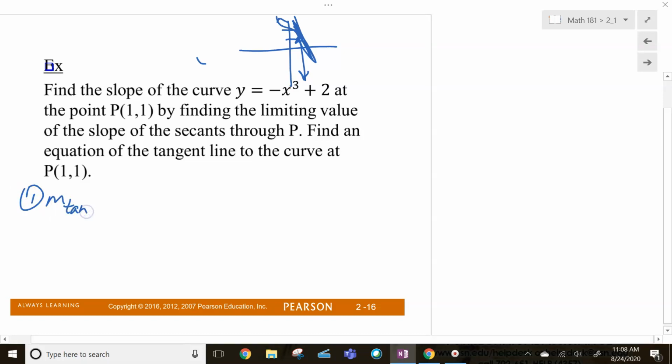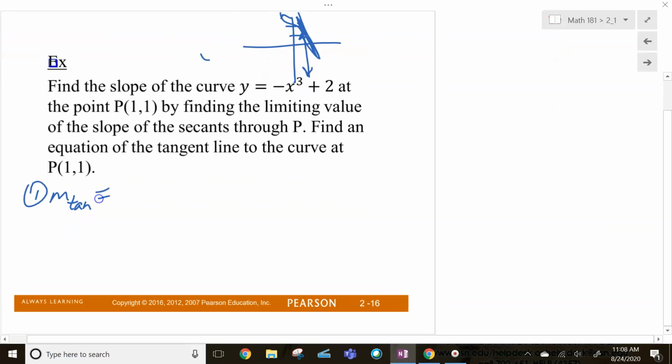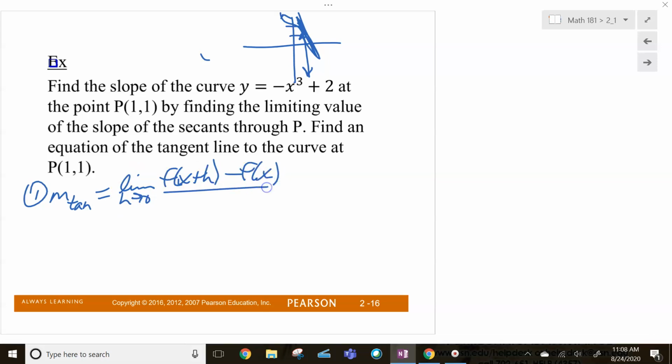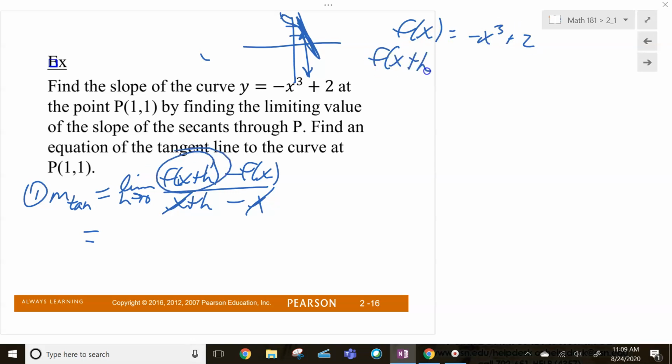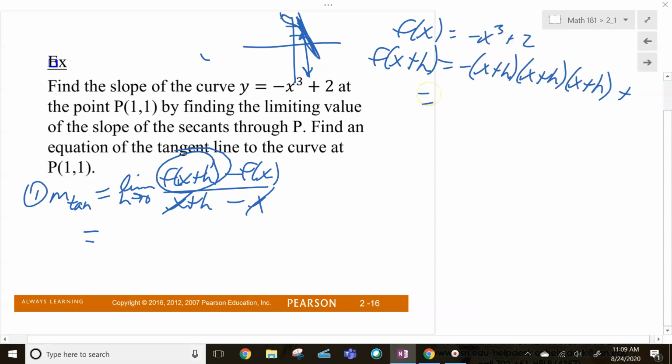The tangent line is the limit as h goes to 0, f of x plus h minus f of x all over x plus h minus x. Again, the x's are gone. Now our f of x is -x³ plus 2. So what would f of x plus h be? Well, plug in x plus h. So we got to go through that.